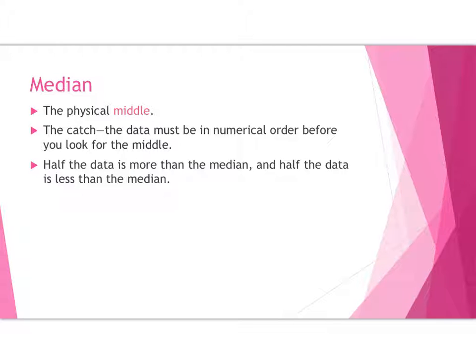The median is the physical middle. It means that to find the middle, if we were going to do it by hand, we'd have to put our data in order, because it's not just the middle in whatever order the data comes in, it has to be the numerical middle. It tells you that half the data is more than that amount and half the data is less than that amount.